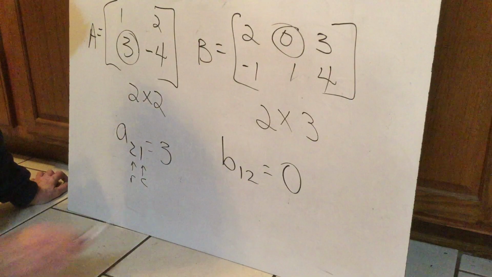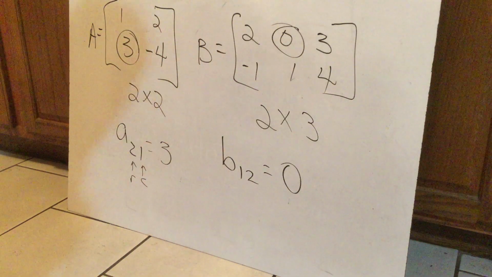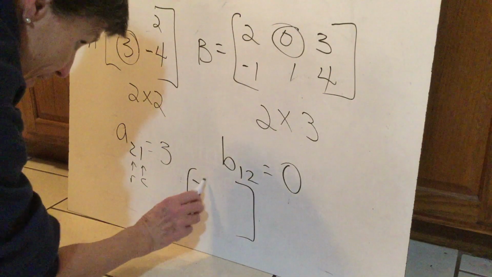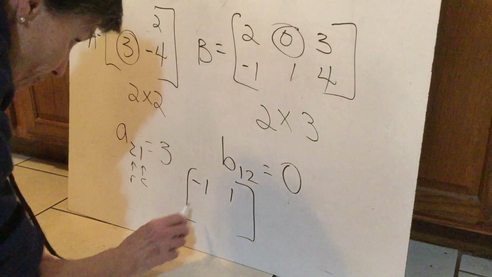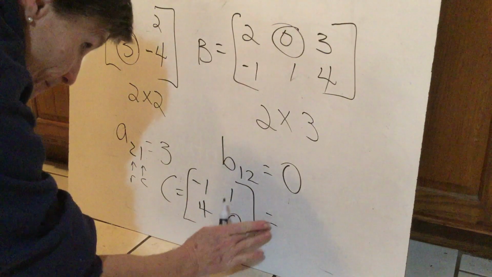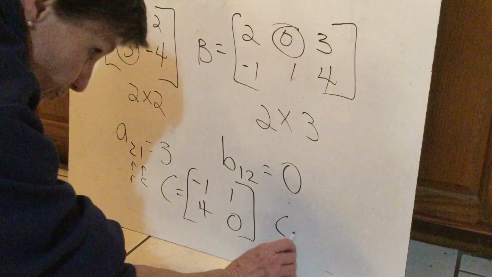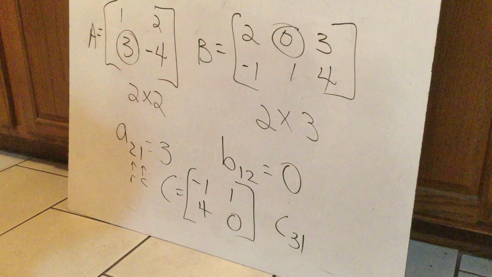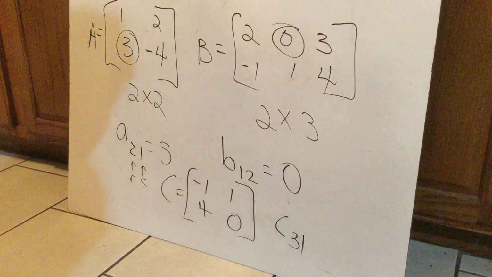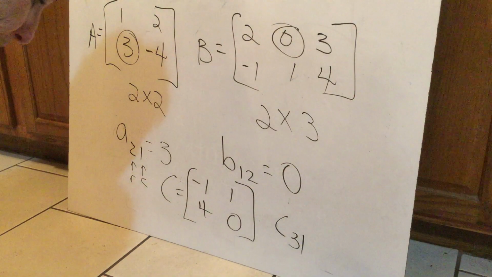And then matrix C, I don't have that on here, so I'm going to squeeze it in down here. Matrix C is negative 1, 1, 4, 0. This is matrix C. And I want to find the entry in the 3, 1 spot. First of all, I know I'm looking at matrix C because that's a little c. This means find the third row, first column.